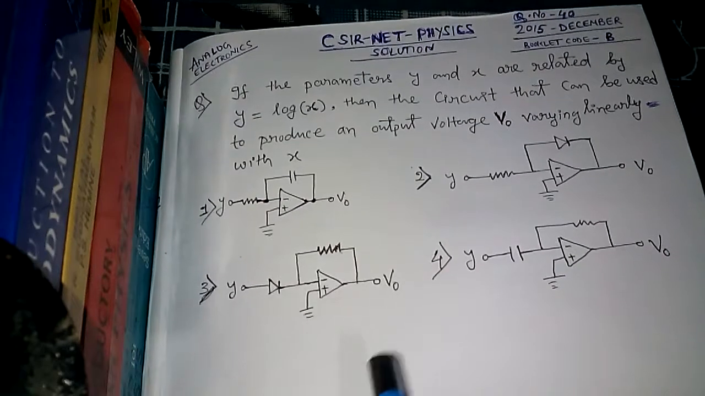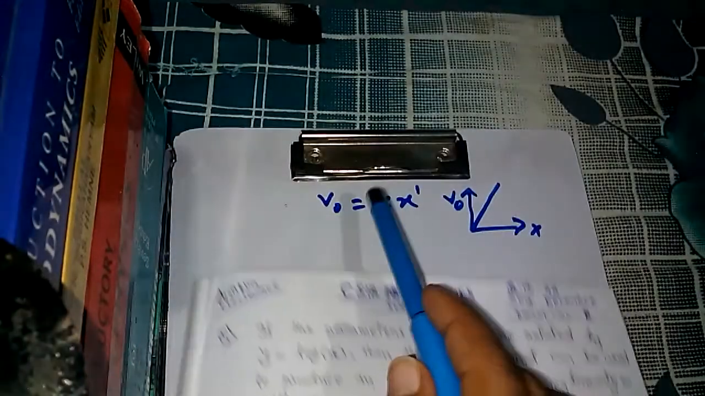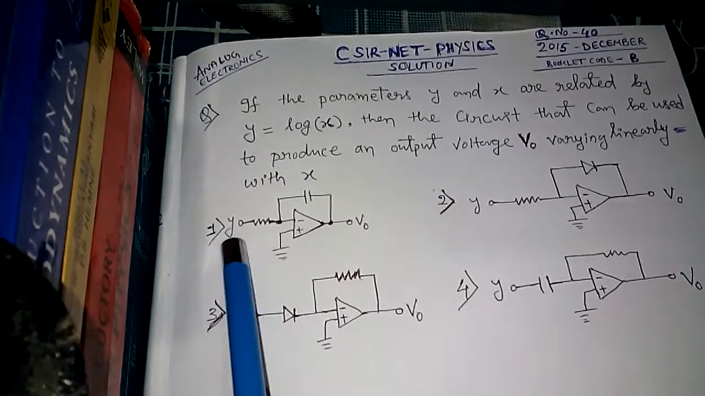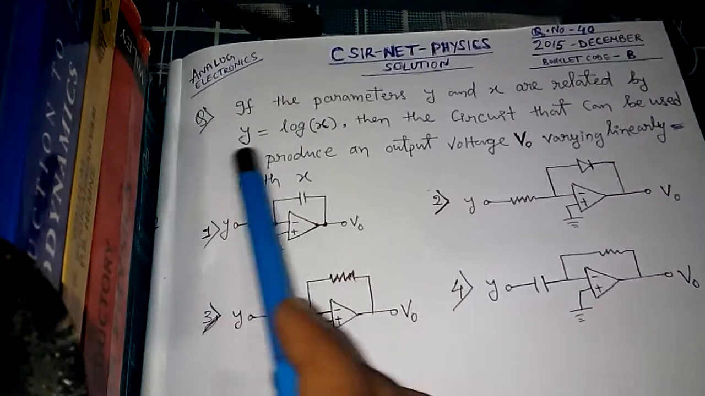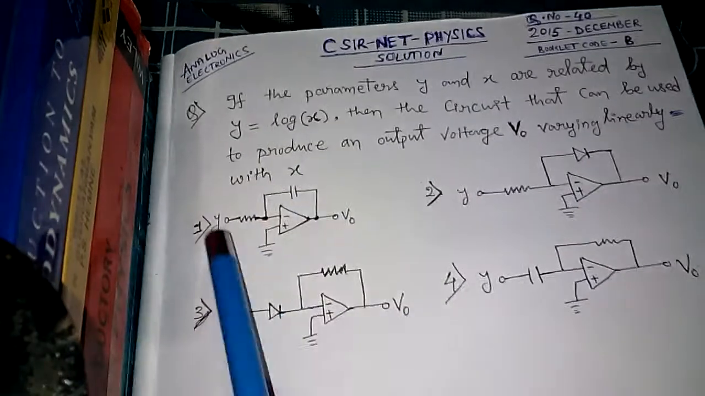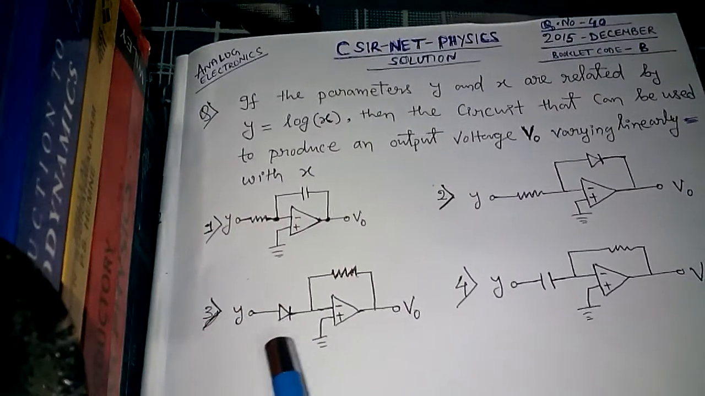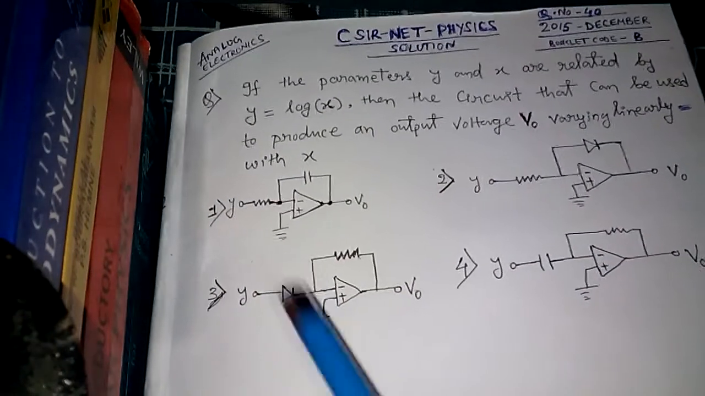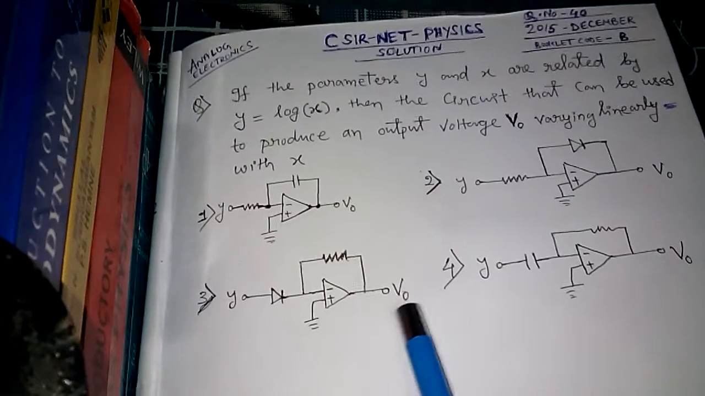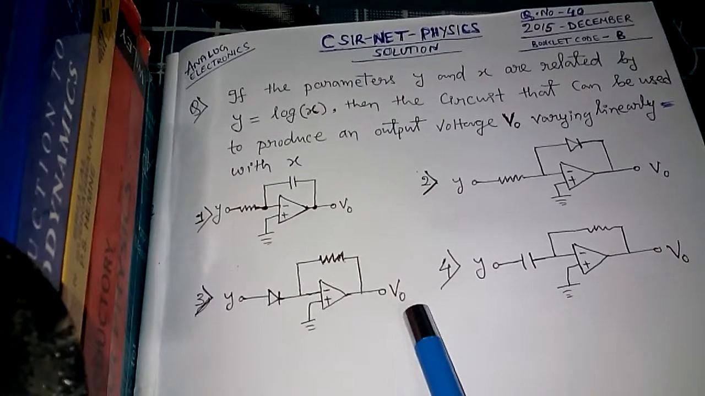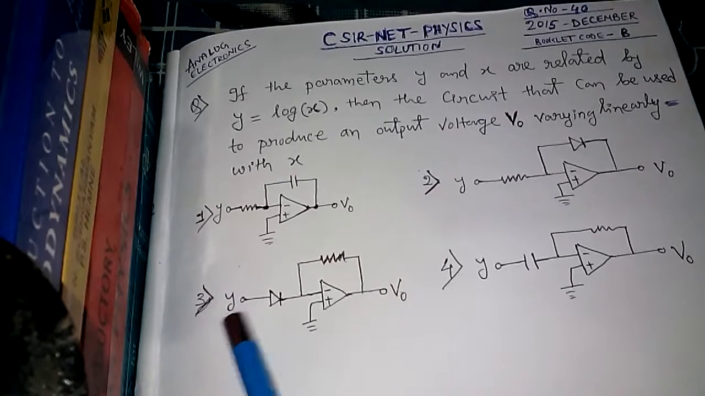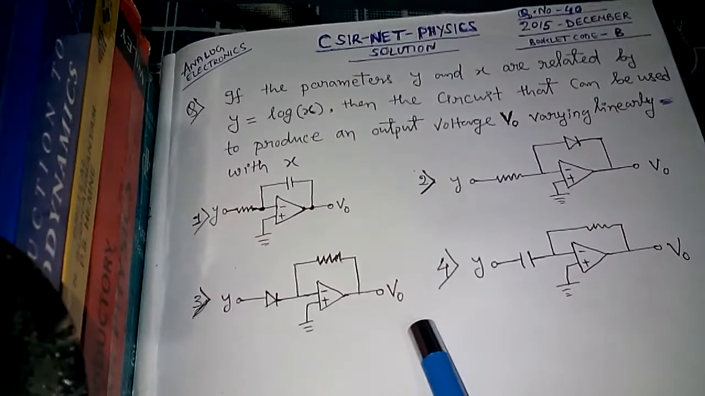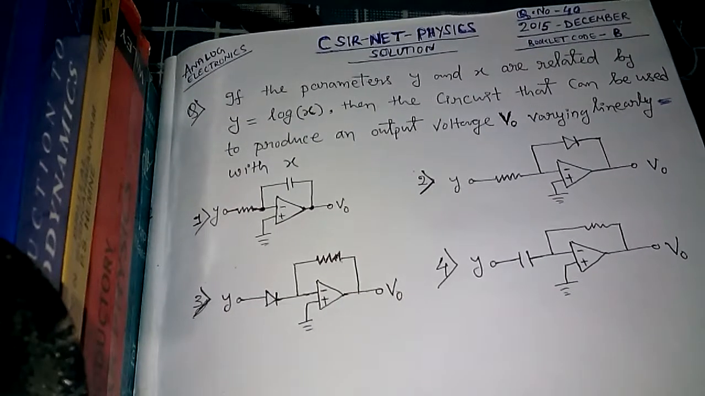Now we have to find for which circuit this relation holds. See here that each circuit has input y, and y is what? y is equal to log x, x given in the problem. So it is log x, log x, log x, and log x. Now just looking at the problem you can understand which is the right answer. This is the right answer, 3. Because here the output is anti-log of the input, and the input is y, which is log x, so anti-log of log x, that means V output is equal to x, because anti-log of log of x is equal to x.